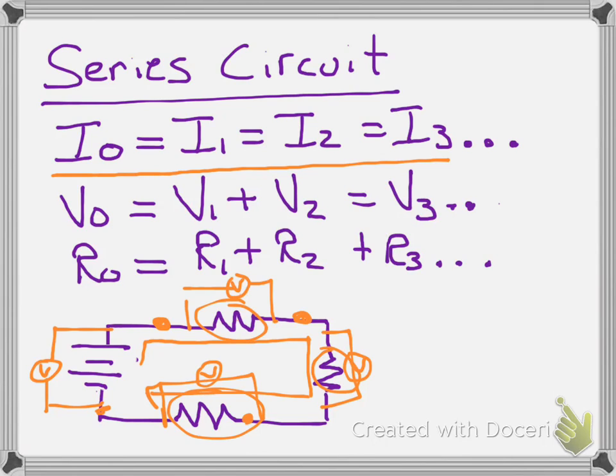So in a series circuit, we would say that the voltage is the sum, so V1, V2, V3, of all the voltage drops across each load.